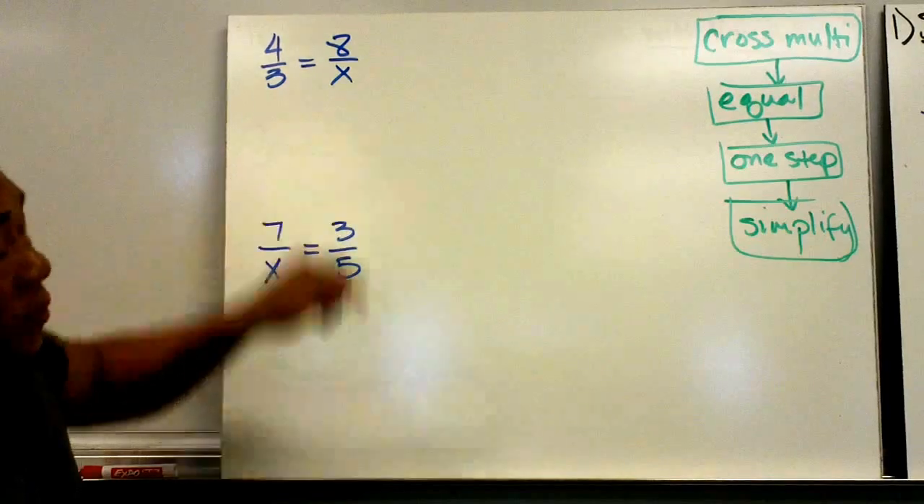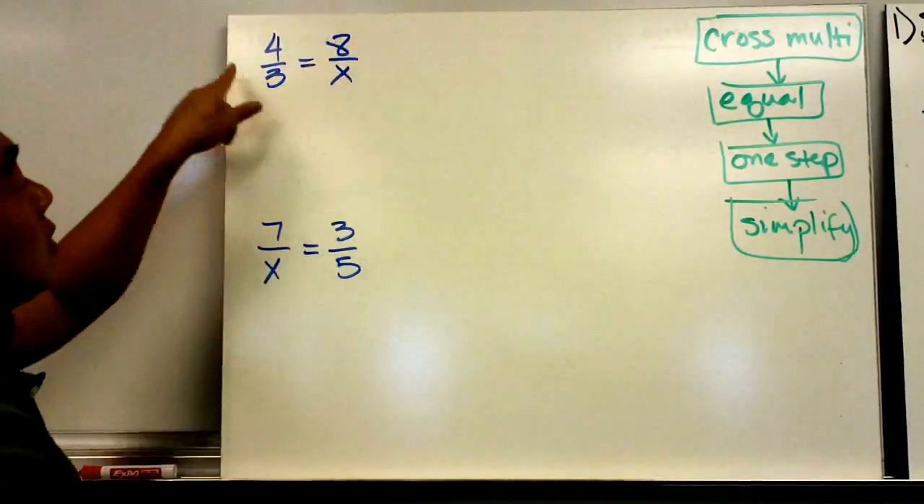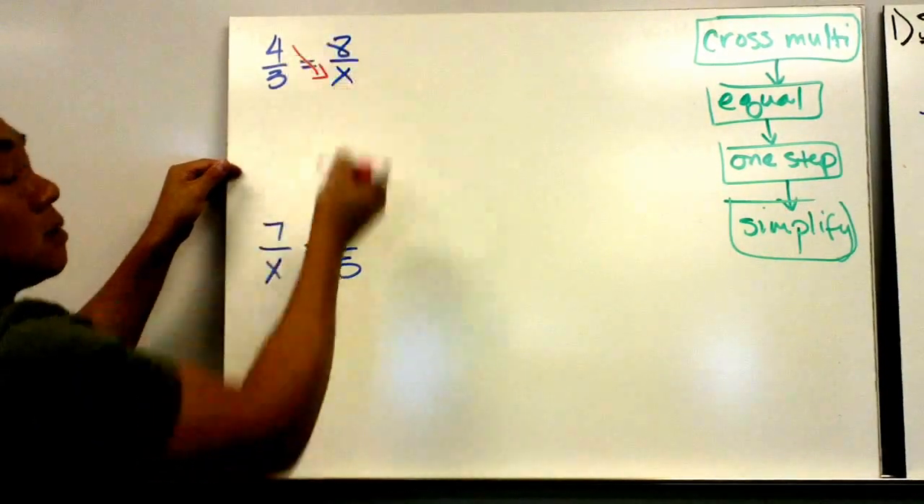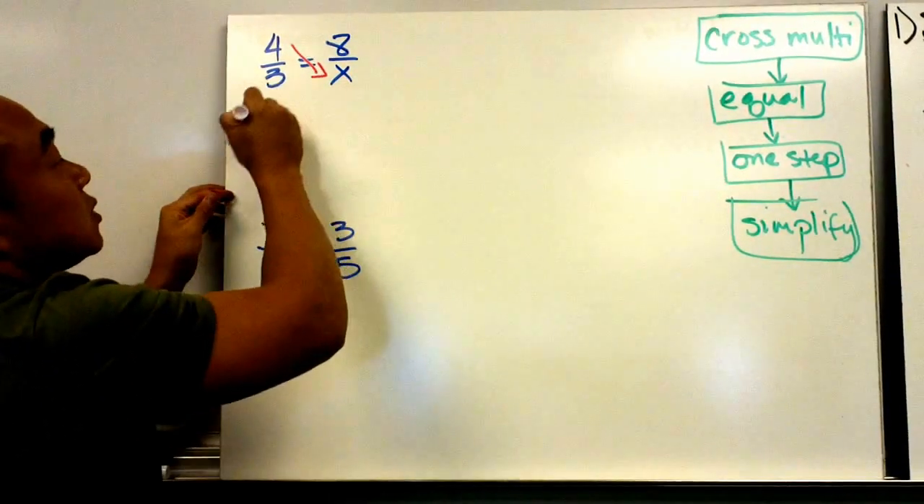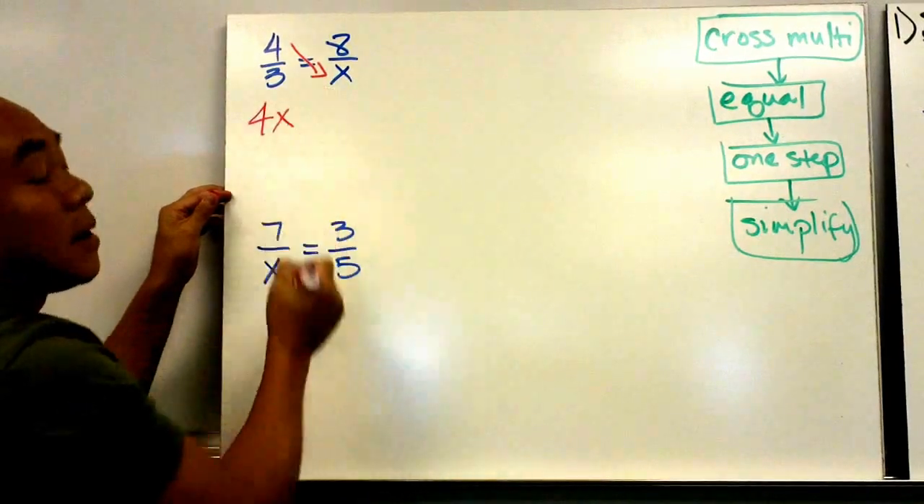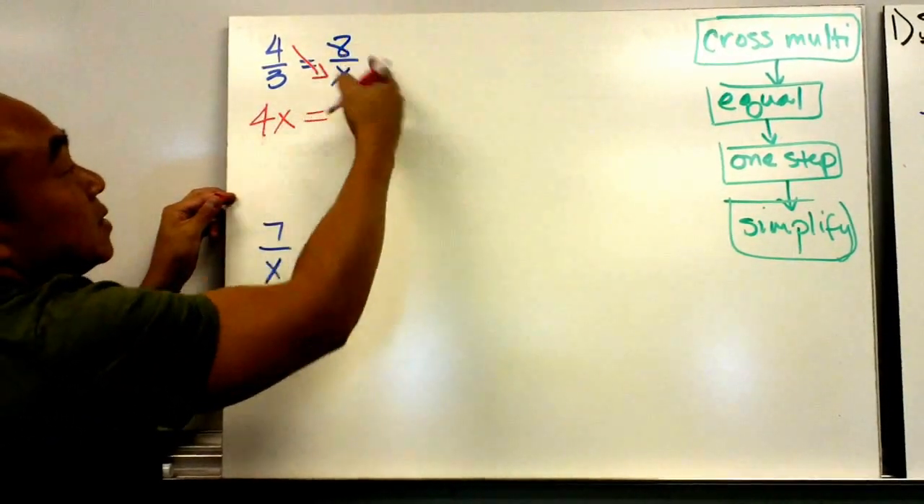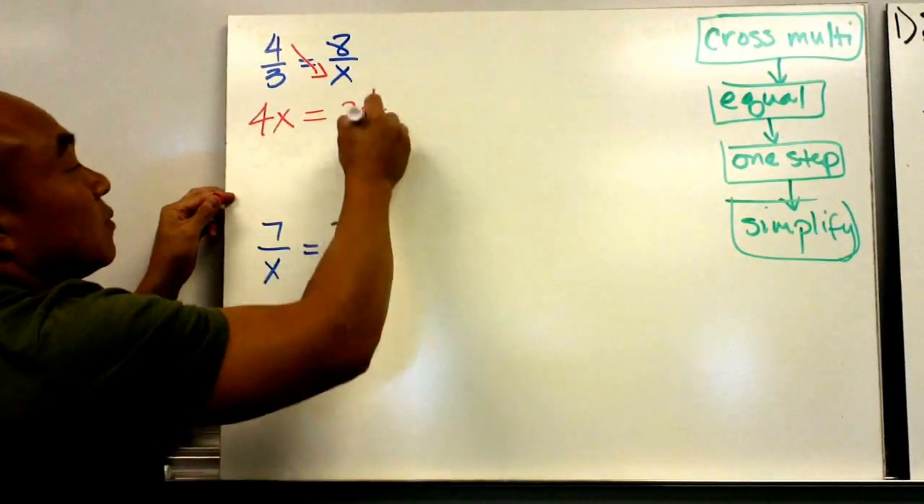Alright, so here's another one. Let's go and work on that. So first of all, cross multiply. Being that the numbers are slightly small, I'm just going to go ahead and put down 4 times x, which is 4x, is equal to 3 times 8. That's going to give me 24.